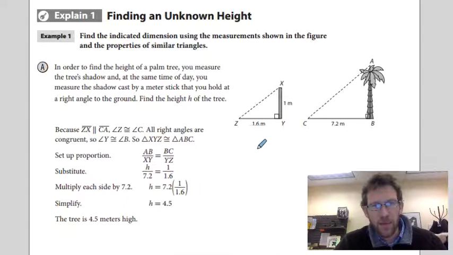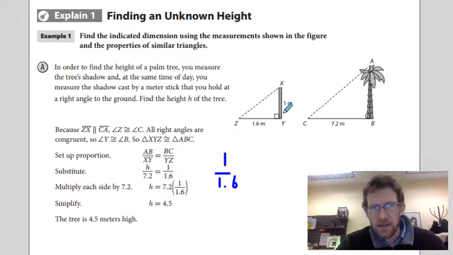Again, we can set it up. The book has us doing AB over XY, so they're making a fraction with the corresponding sides. You could also do it with adjacent sides as well. To me, it makes a little more sense to do it kind of adjacent sides, like 1 over 1.6.